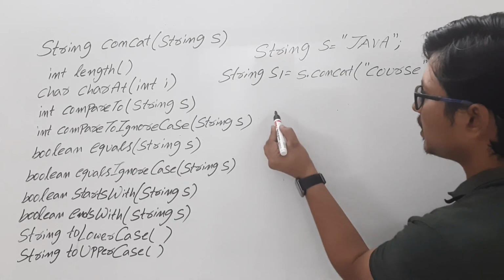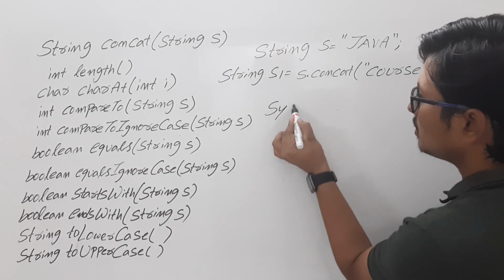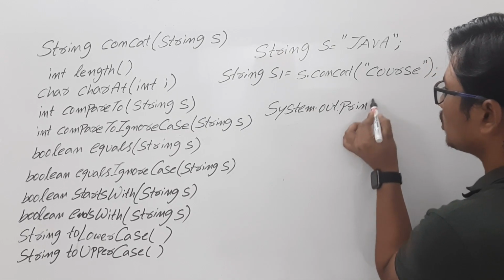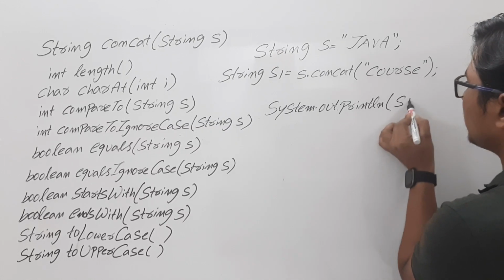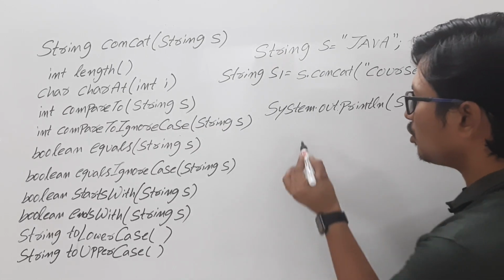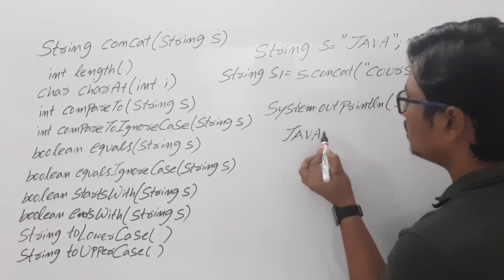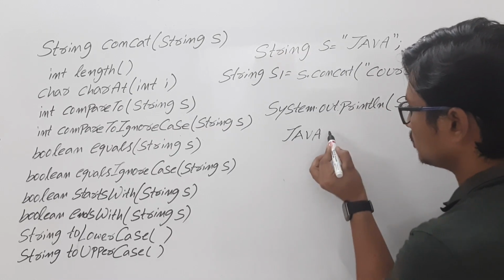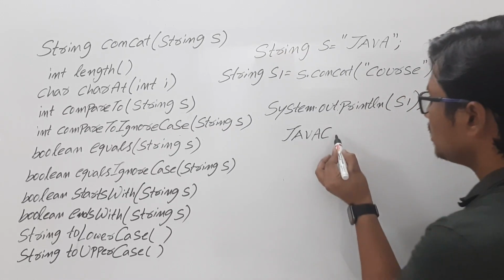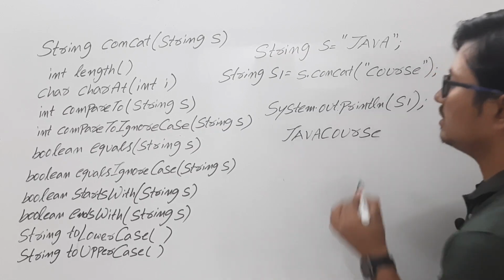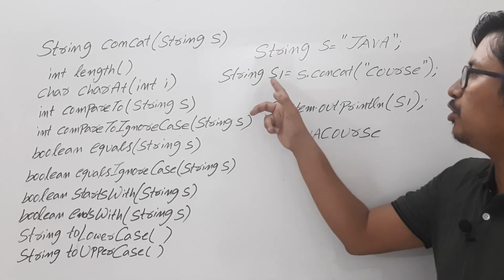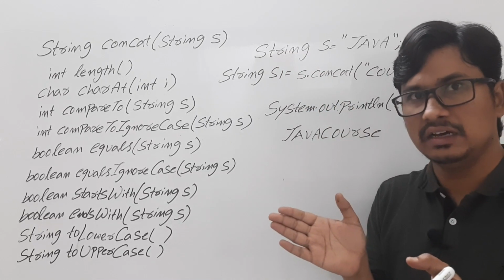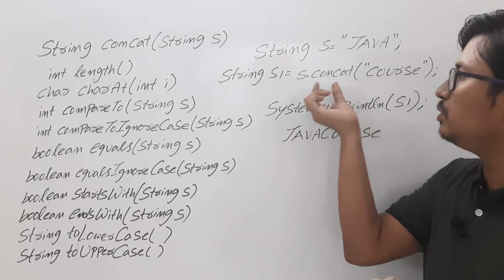So if you print the content which is there in the variable s1, System.out.println, if I write s1 then it will give you output as Java which is there in the variable s and then you are asking to add this content. So there will be no space, C O U R S E. So this will be displayed as an output. So what this concat will do is that it will concat two strings, string 1 and then string 2.